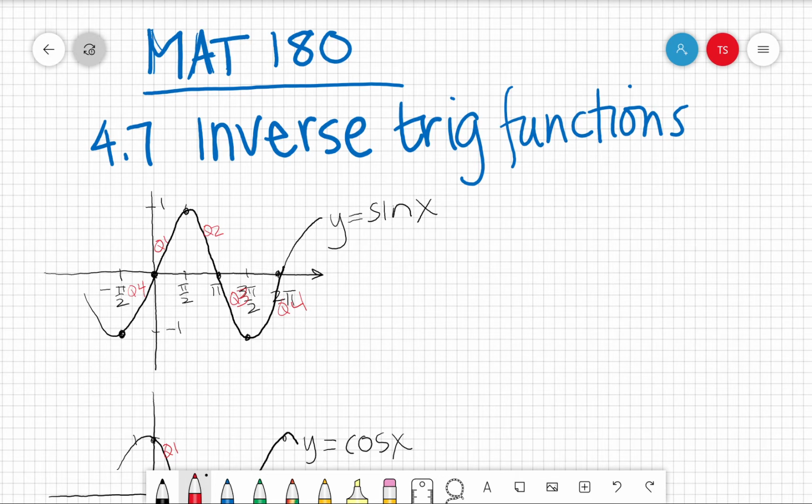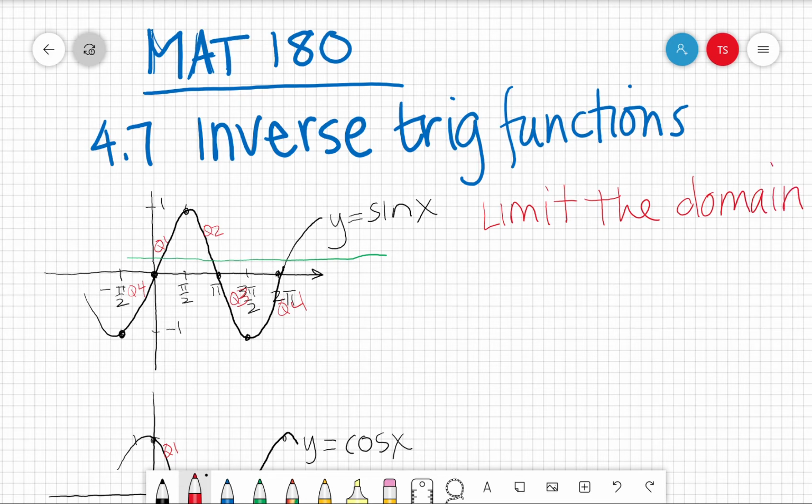So recall that in order to be able to find the inverse of a function, we need to pass the horizontal line test. Well, if we look at the graph of sine x, let me just do a horizontal line test here. We can see we're not going to pass the horizontal line test. So we need to limit the domain of the sine function in order to be able to find the inverse.